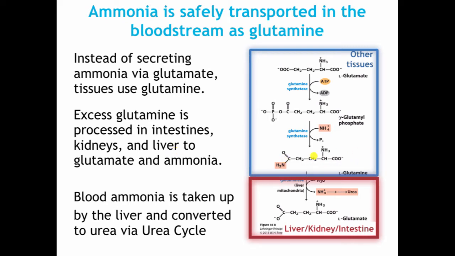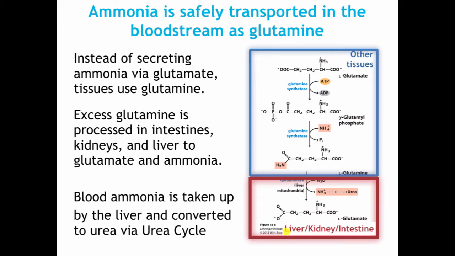So L-glutamine is then secreted into the blood and is taken up by the liver, which will use a glutaminase to convert it back to glutamate or glutamic acid, which then will undergo the glutamate dehydrogenase reaction inside the mitochondria of the liver and release the ammonium ion for the urea cycle.